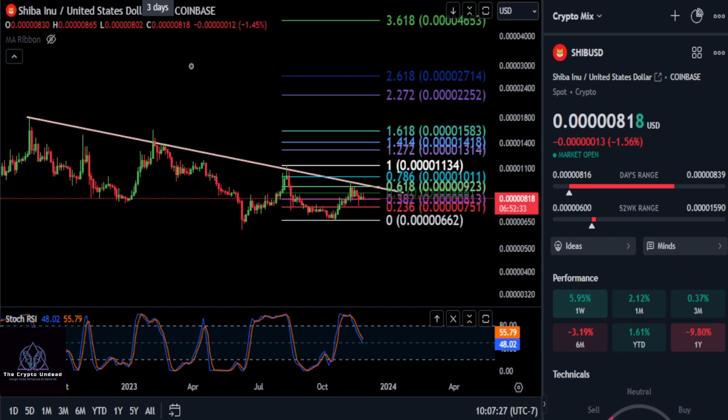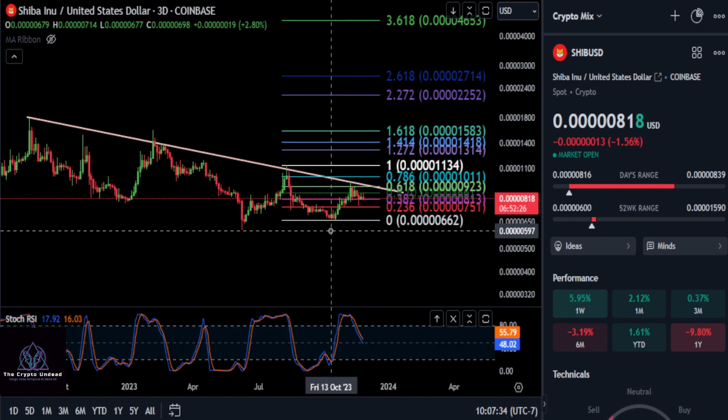So with that said, you can see clearly here on the 3-day chart, the momentum on the stochastic RSI is down. And most of the time when it's going down, the price goes down.